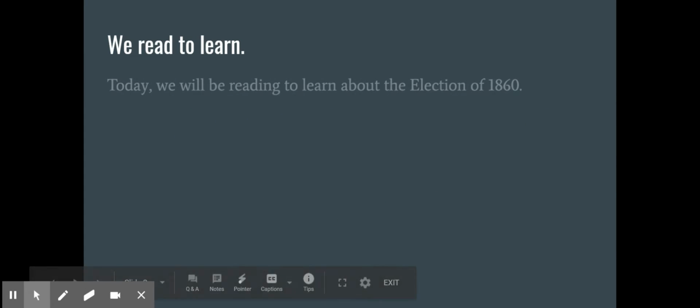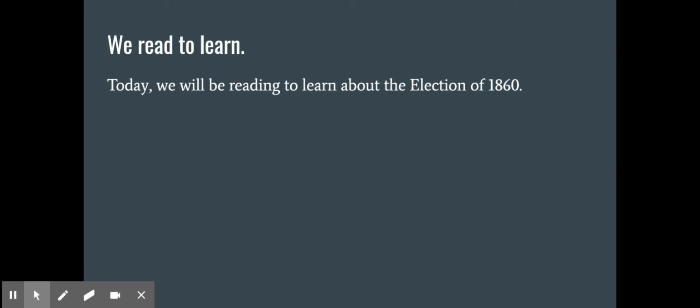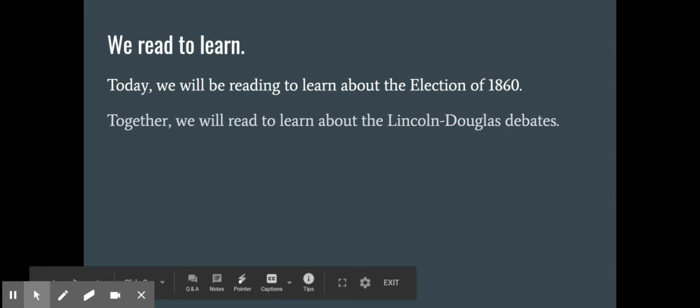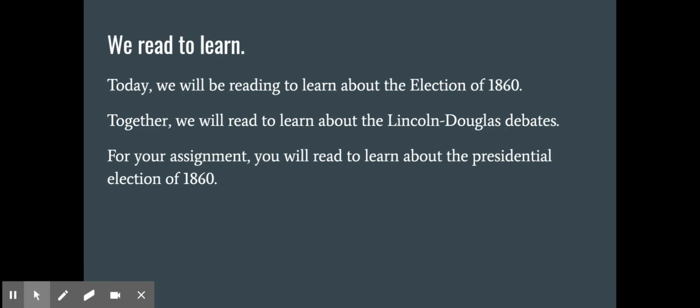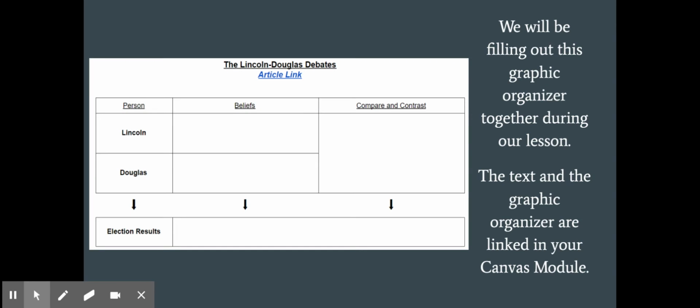We know that we read to learn, and today we're going to be reading to learn about the election of 1860. Together, we're going to read to learn about the Lincoln-Douglas debates that happened prior to that election. Then you're going to be diving in depth about that presidential election of 1860 for your assignment. We will be taking some notes together during this lesson.